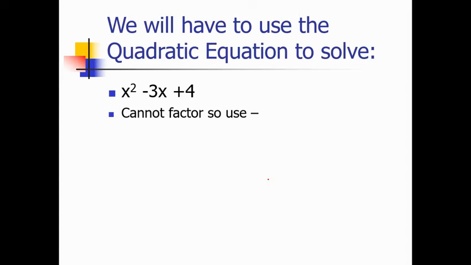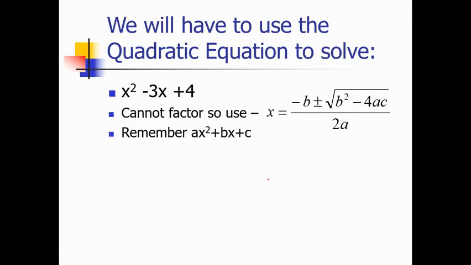So we cannot factor, so we're going to use this. You worked with this a lot last year. x equals negative b plus or minus the square root of b squared minus 4ac, over 2a. So remember, ax squared plus bx plus c. So what are our a, b, and c terms? That's right. a is going to be equal to 1, b is going to be equal to negative 3, and c is going to be equal to 4.